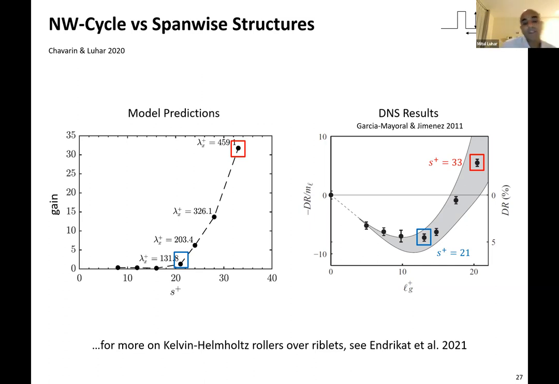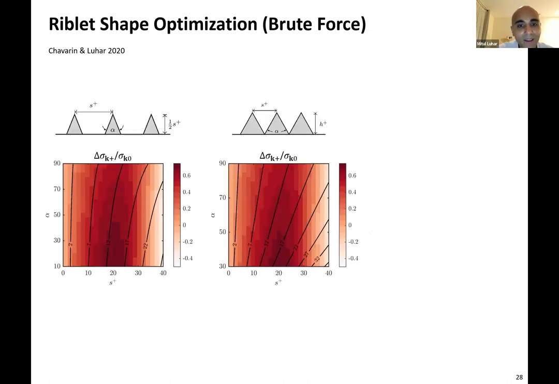And oh, by the way, there's some beautiful recent work based on numerical simulations on the emergence of Kelvin-Helmholtz rollers over riblets. And this is work by Endricott et al, 2021. And it turns out that there's some really interesting subtleties on the effect of riblet shape on the emergence of these Kelvin-Helmholtz rollers. So I'd recommend checking this out. Okay, but let's get back to riblets, right?